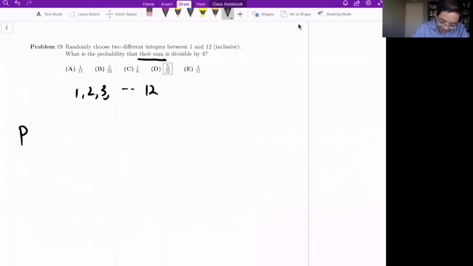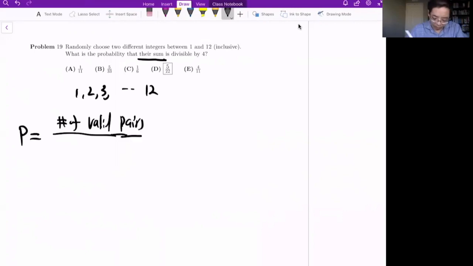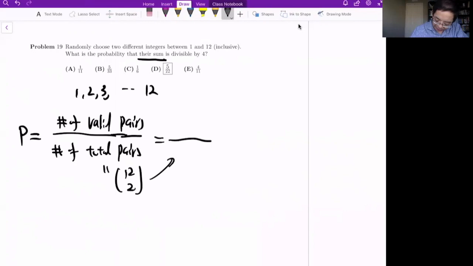Now, the probability is the number of valid pairs, where valid means the sum is divisible by 4, over the number of total pairs. The total number of pairs is clear: it's just 12 choose 2. This one has no question. If you calculate it, it's 66, which is 12 times 11 divided by 2 times 1. Now you need to figure out the number of valid cases.